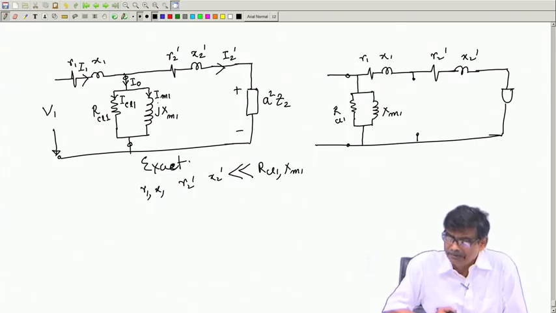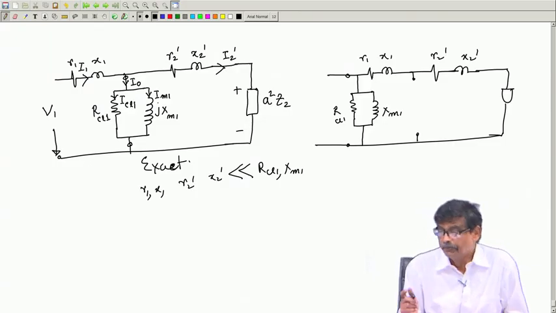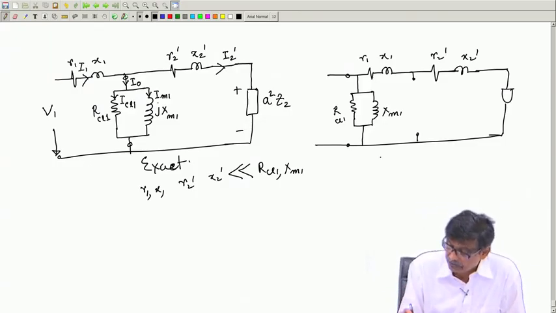So, I think I have been able to put in your mind why that approximation is done, simply to reduce the computational effort. So, this is called the approximate equivalent circuit.